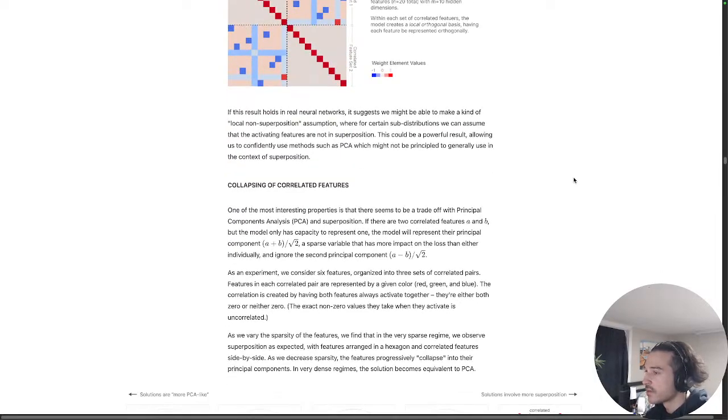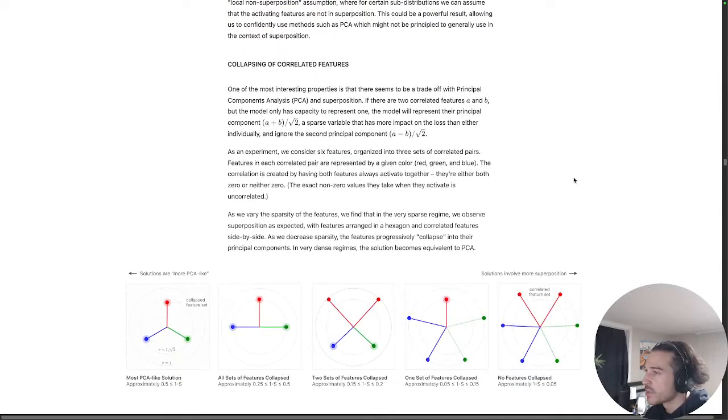Collapsing of correlated features. One of the most interesting properties is that there seems to be a trade-off with principal component analysis and superposition. If there are two correlated features A and B, but the model only has capacity to represent one, the model will represent their principal component, A plus B over the square root of 2, a sparse variable that has more impact on the loss than either individually, and ignore the second principal component, A minus B over square root of 2.